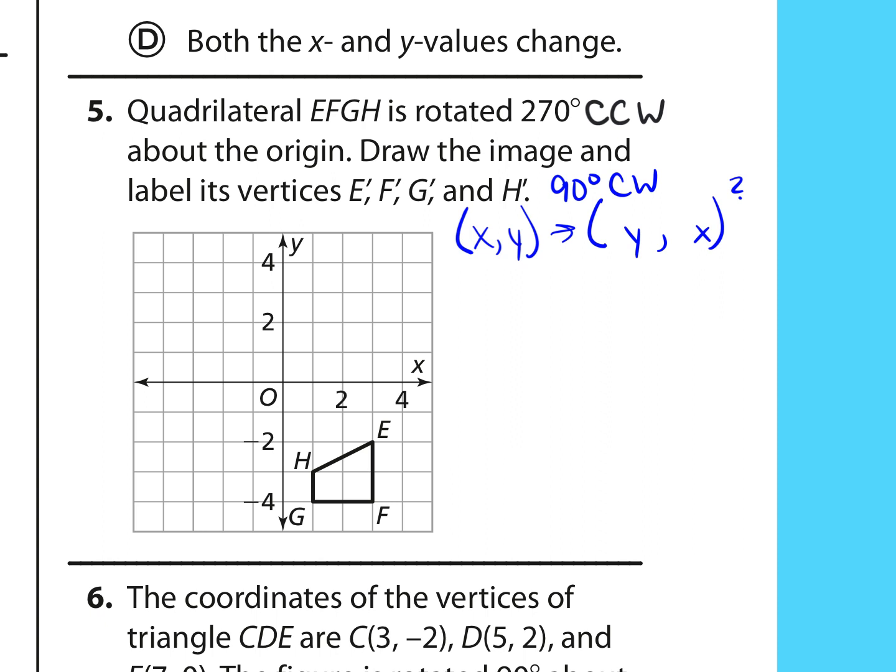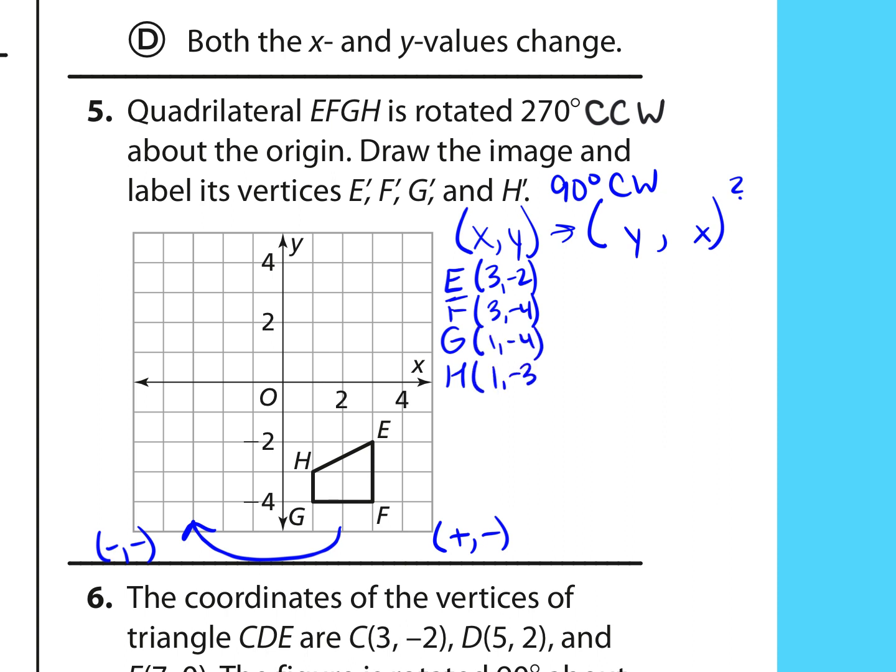And I think, well, I know x and y swap places, but what are my signs? So I'm going to think clockwise goes around like a clock. It's going from a positive x, negative y to the third quadrant, which is negative, negative. And I could go ahead and list my ordered pairs, E, F, G, H, where E is 3, negative 2, F is 3, negative 4, G is 1, negative 4, H is 1, negative 3. And I'll go through and figure out what those go to.